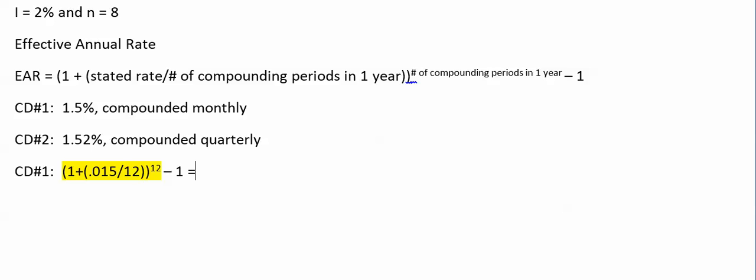So I'm going to take 0.015, divide that by 12, get that answer, add 1 to it, then raise it to the power of 12. That gives me 1.015, and I'm going to carry it out to a few decimals. Then I'll subtract 1 from it. That'll give me 0.0151036, or 1.51036 percent.